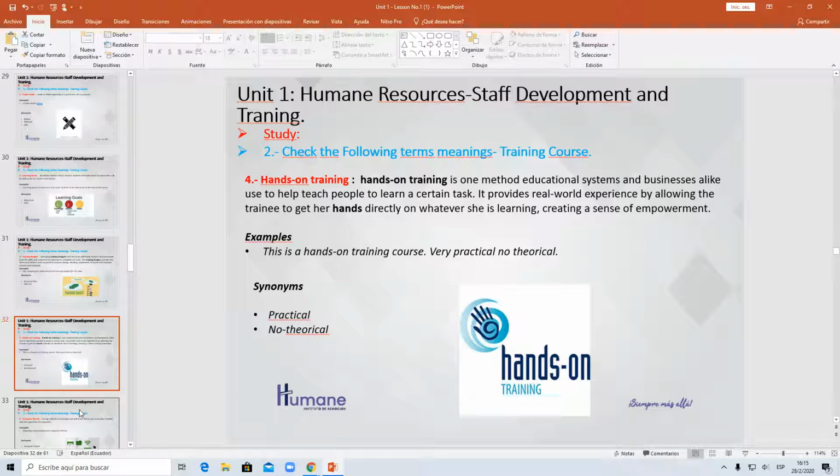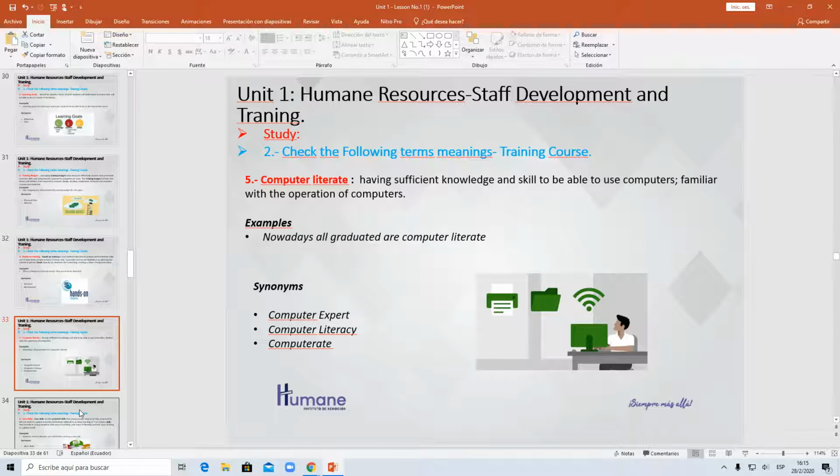We're talking about computer literate. It's having sufficient knowledge and skills to be able to use your computers, familiar with the operation of computers. A sentence that could be used with this term could be, nowadays every graduate is computer literate. Synonyms: computer expert, computer literacy, and computerate. It's your ability to manage computers, and not only computers, could be also internet and all these apps that are useful to boost the economy nowadays.